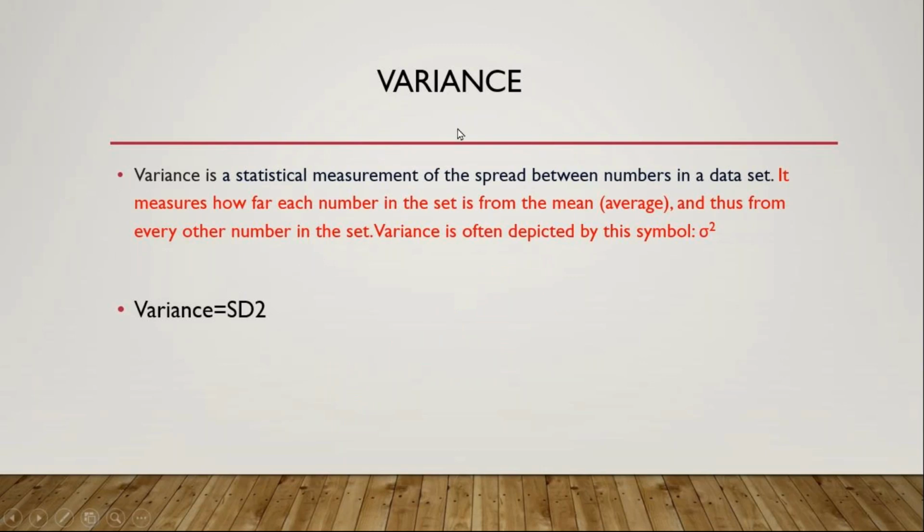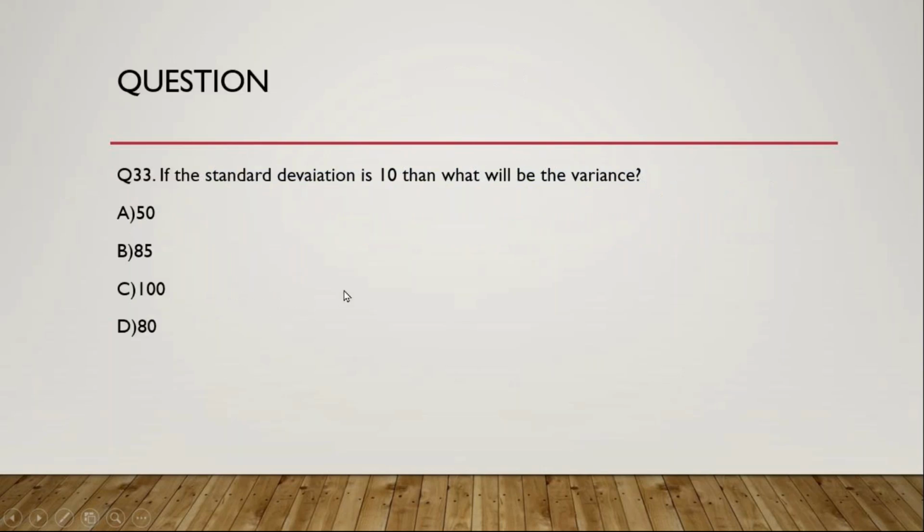Now the variance. Variance is a statistical measurement of the spread between numbers in a data set. It measures how far each number in the set is from the mean and thus from every other number in the set. So variance is often depicted by this symbol, sigma square. So variance is equal to, you can simply remember, standard deviation whole square.